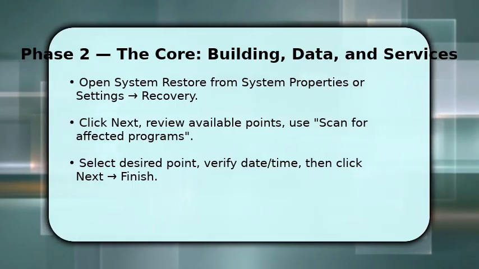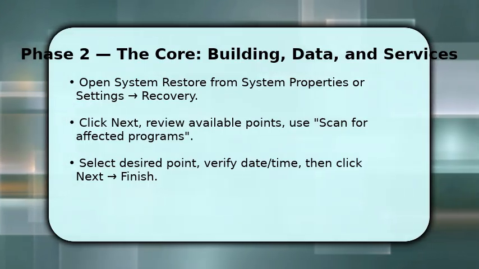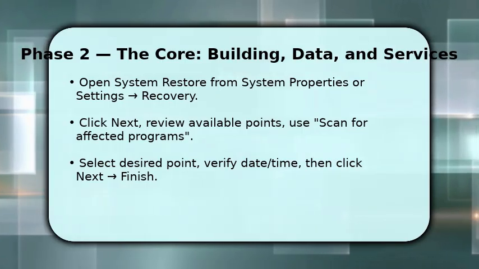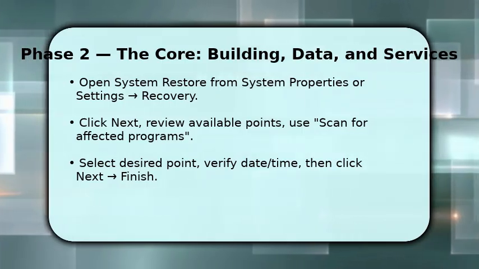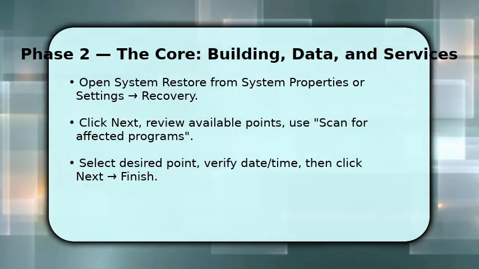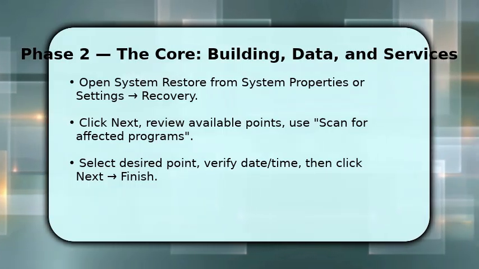Open System Restore via System Properties or Settings, then Recovery, and launch the wizard. Click Next to see available points. You scan for affected programs so you know what will be added or removed. Pick the point that predates the issue, verify the date and time to avoid accidental data loss, then click Next. Read the confirmation, then click Finish.